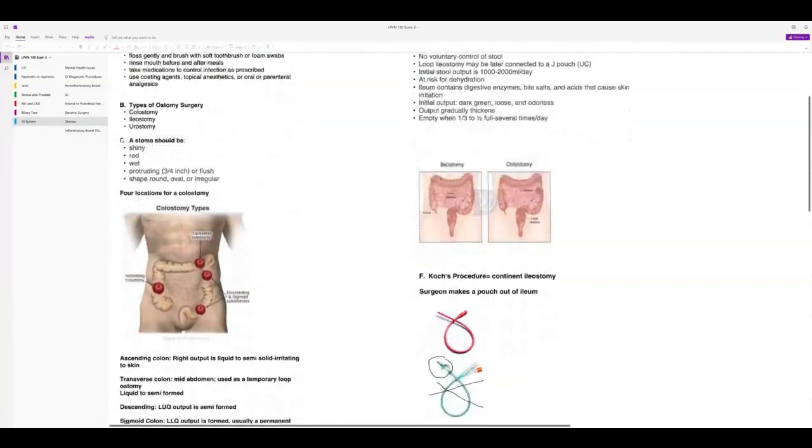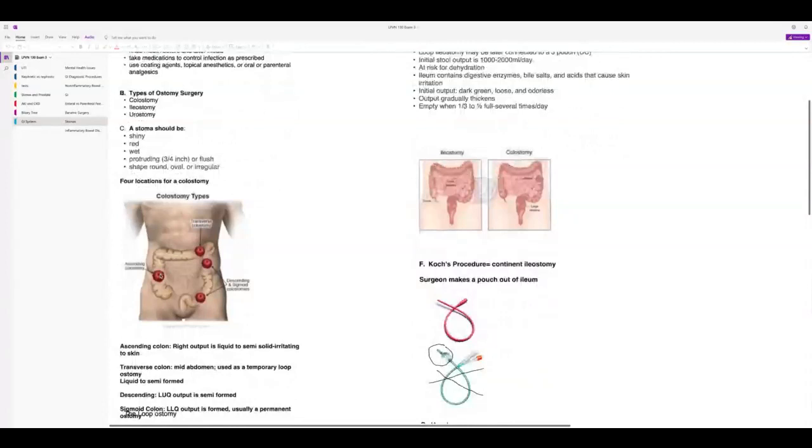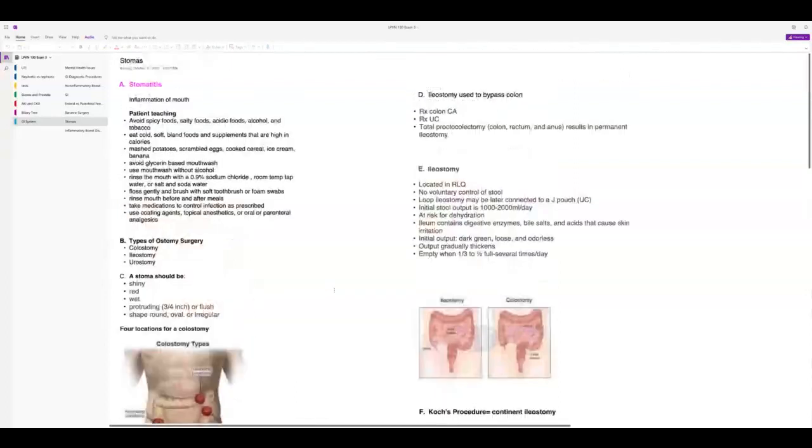So this is ascending, this is transverse, this is descending, and this is sigmoid. So let me start again. In this area of the bowel, an ileostomy would be right here. That's the beginning of the bowel. So the stool is very liquidy, but then as it comes around, it starts getting semi-formed and then it gets solid, because that's been an ATI question before.